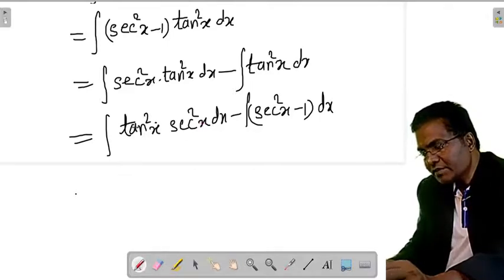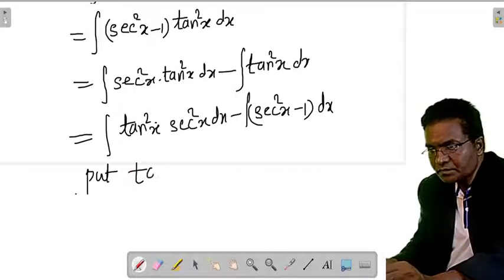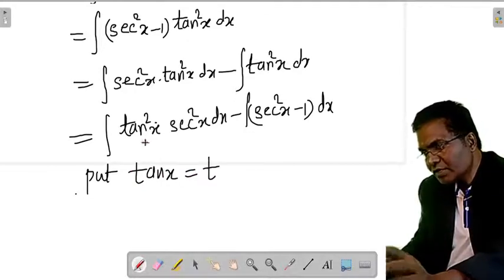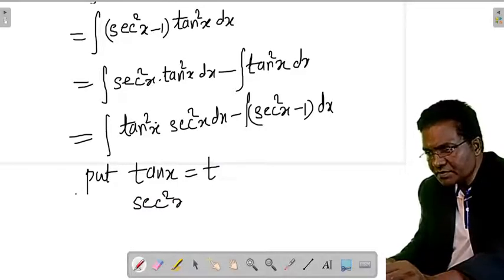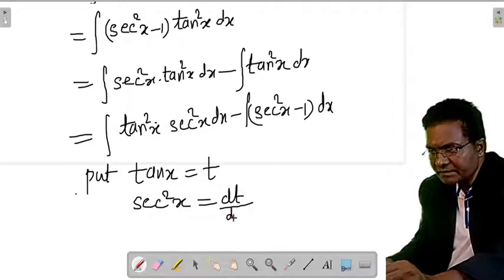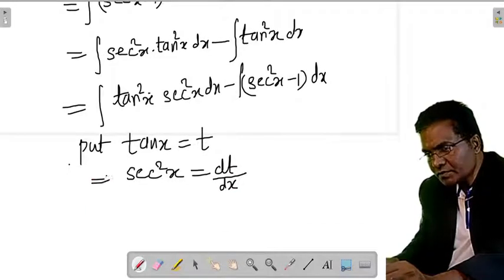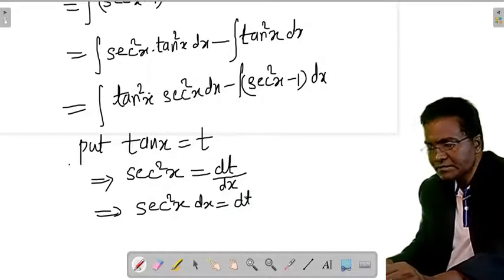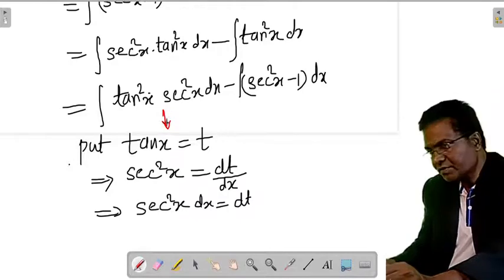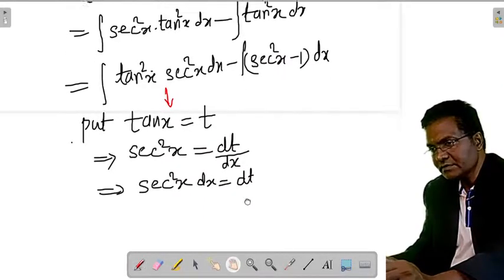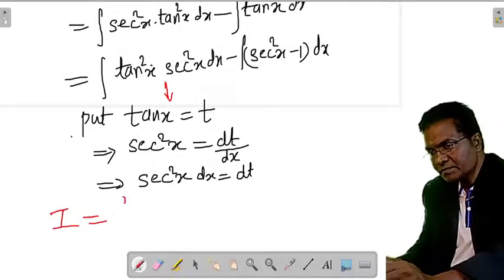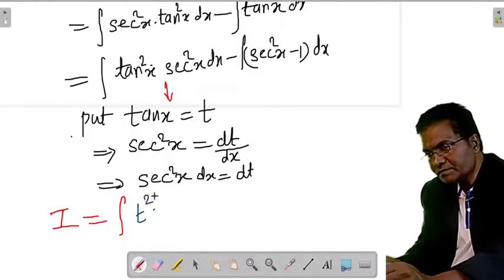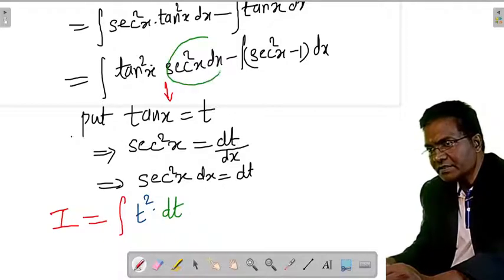Now this sec square is the derivative of tan. So put tan x is equal to t in the first term. And if you differentiate this, you will get secant square, which gives you secant square x dx is dt. Okay, so make this substitution in the first term, and this is no issue, you can write directly. So I becomes integration of tan square, tan means t, so it is t square into this secant square x dx, which is dt.